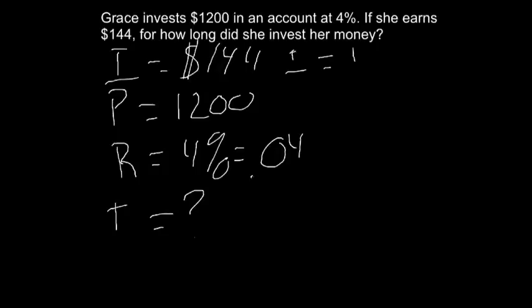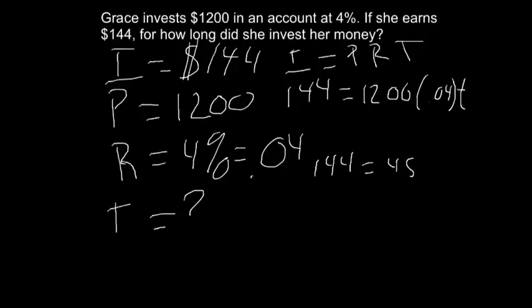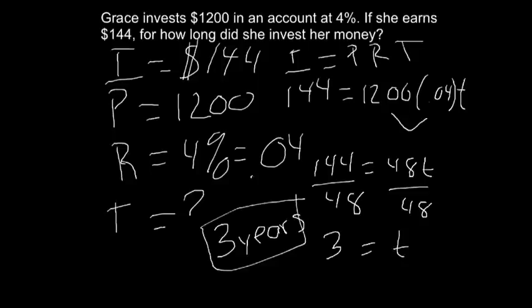So I equals PRT. Interest is 144. Principal is 1,200. Rate is 0.04. Time is I don't know. So 144 equals 48T, and 48 comes from 1,200 times 0.04. Again, I'm going to have to isolate that variable by dividing both sides by 48, and I end up getting 3. So that means that Grace invests for 3 years. We know it's years because all time is going to be annualized or in years.